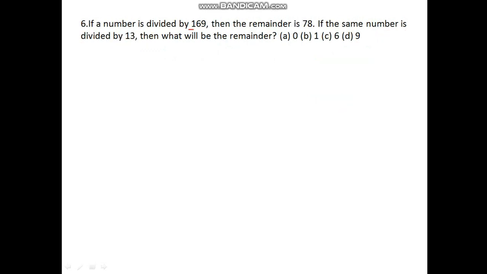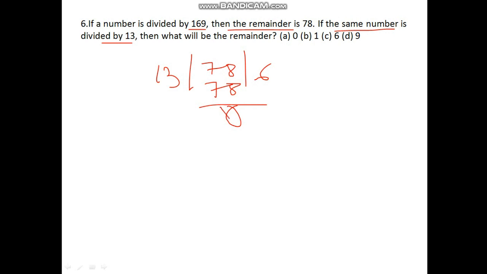Next, if a number is divided by 169, then the remainder is 78. If the number is divided by 13, then what will be the remainder? So for this kind of question, you have to just divide 78 by 13. The answer is 0, as it is fully divisible.